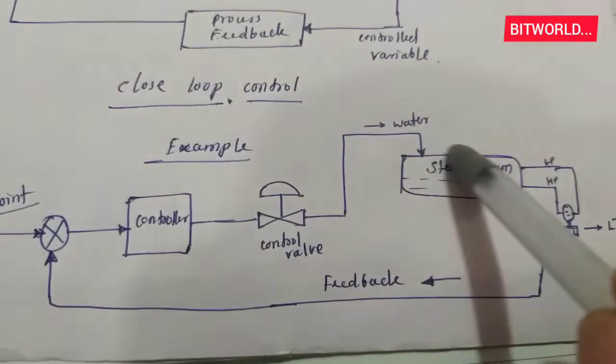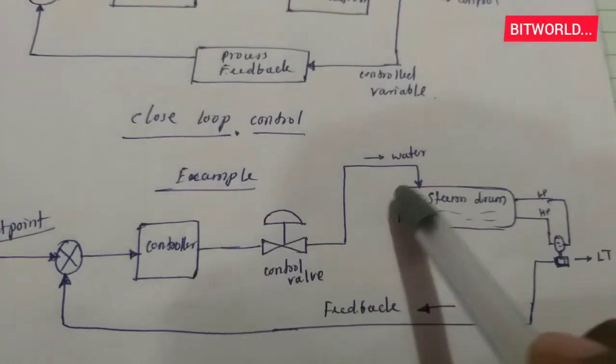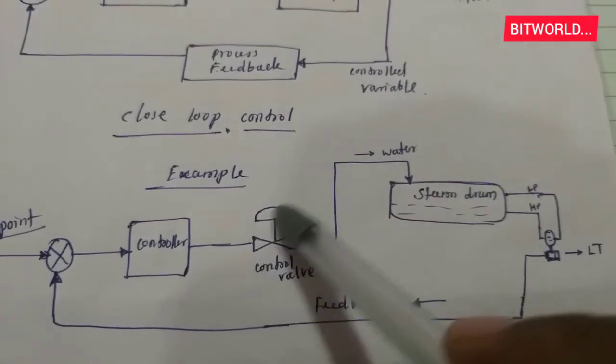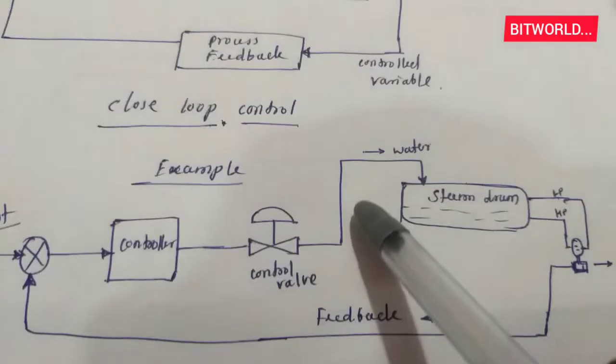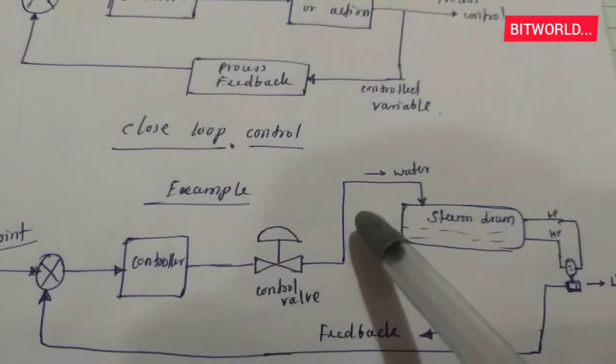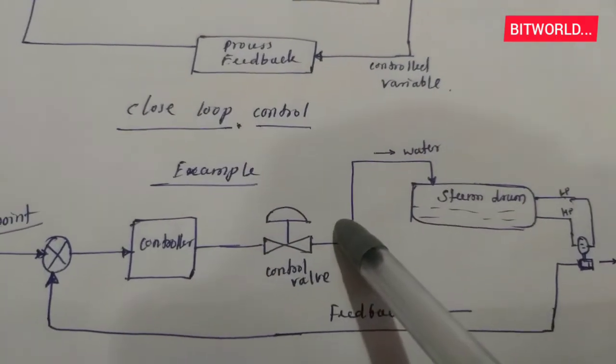I am giving this example of a closed loop control system. You can take any other example like heating. For example, you can take a heating element for maintaining a particular temperature.